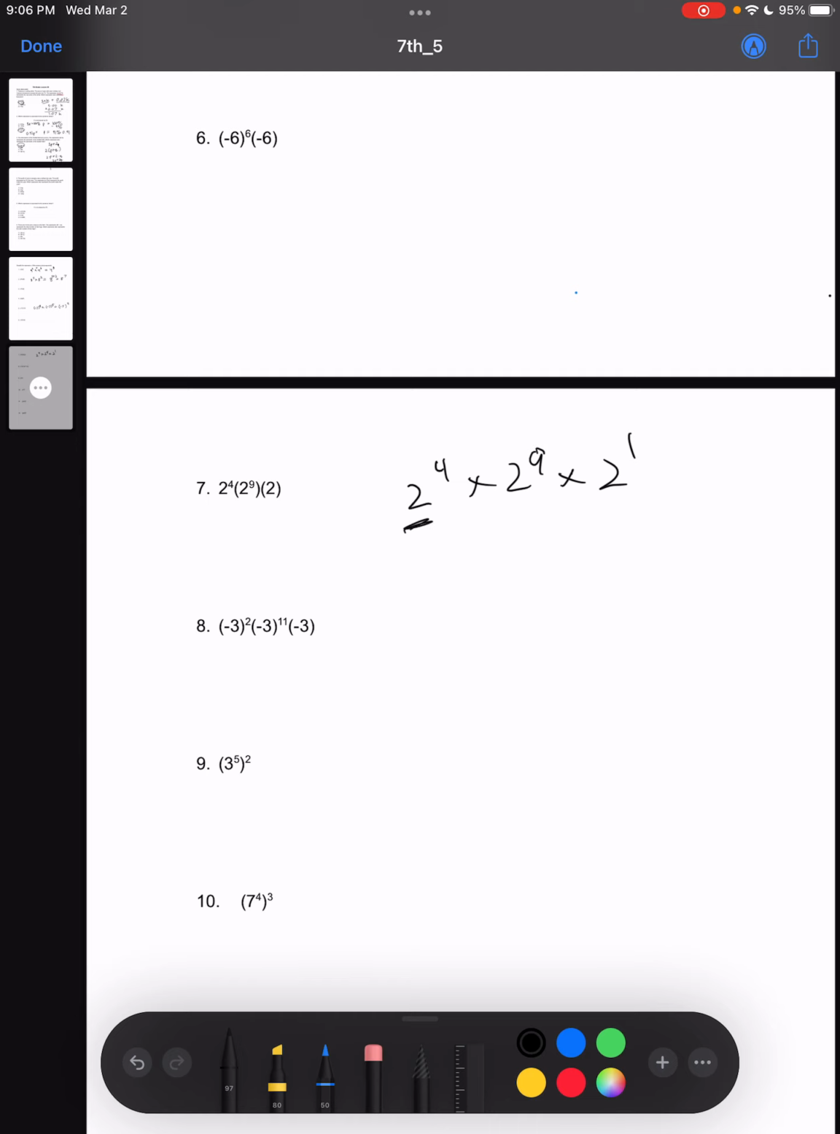You might be scared because we have 3 terms now, but the process is still the same. Check that all of your base numbers are the same. Every single number is 2. That means we can add the 3 exponents together, and it'll just equal the same base number, which is 2, to all 3 exponents added together. 4 plus 9 is 13, 13 plus 1 is 14, so it would just be 2 to the 14.